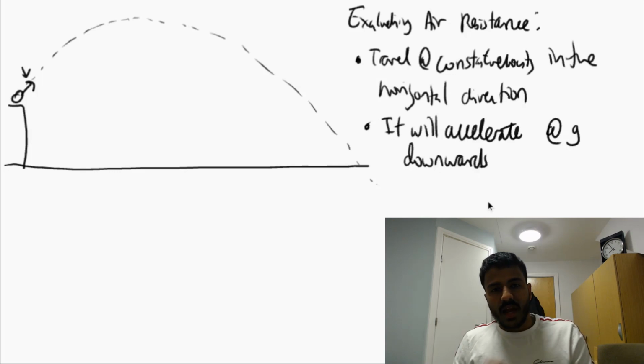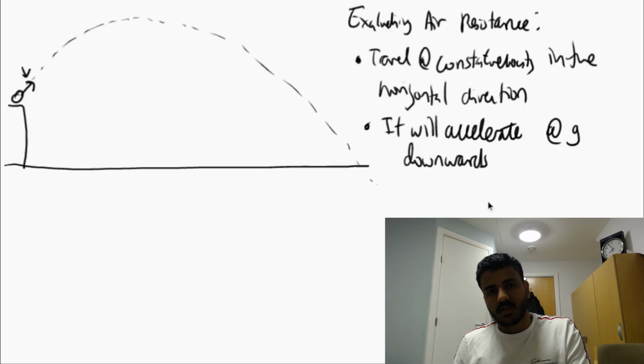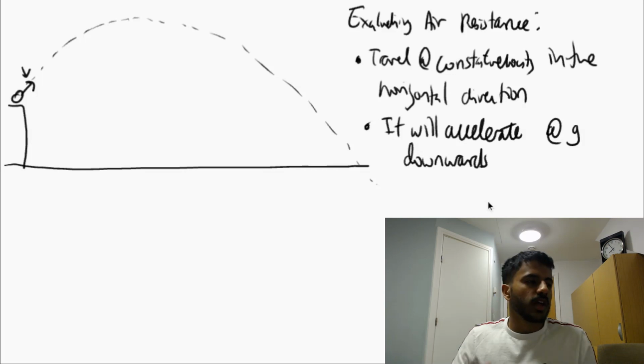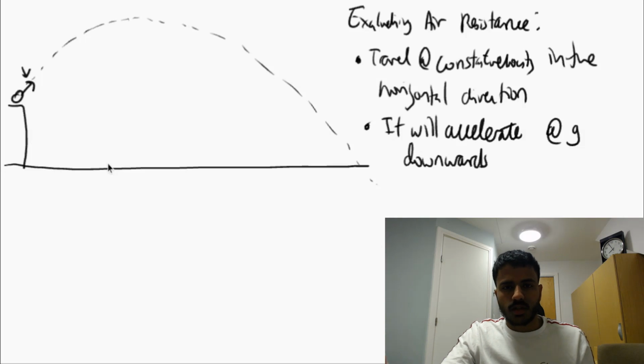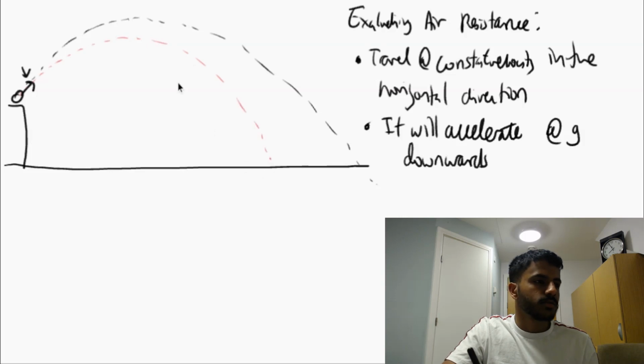Now, with air resistance, no matter what direction it's moving in, the air resistive force is going to be acting opposite to its direction of motion. So therefore, when it's going upwards, the air resistance is going to be acting downwards. When it's going down, the air resistance is going to be acting up. And when it's going to the right, the air resistance will be acting to the left. So with air resistance, it may take a path of something like this.